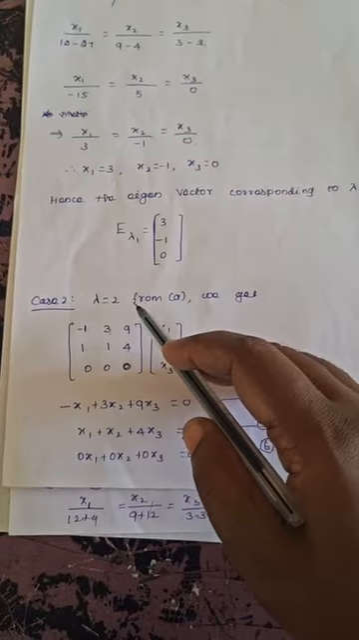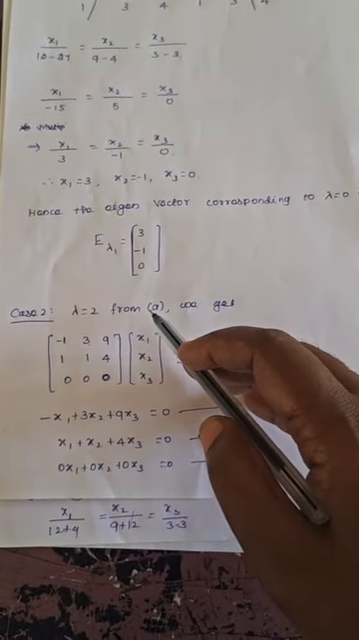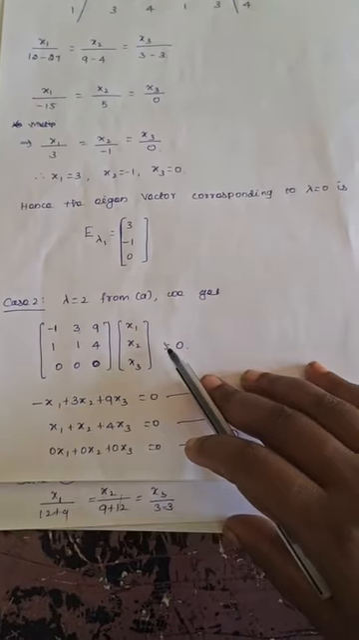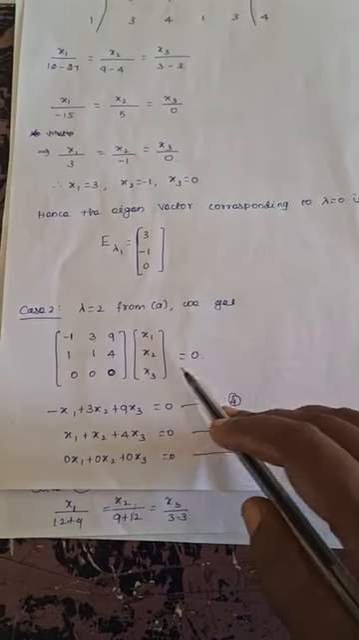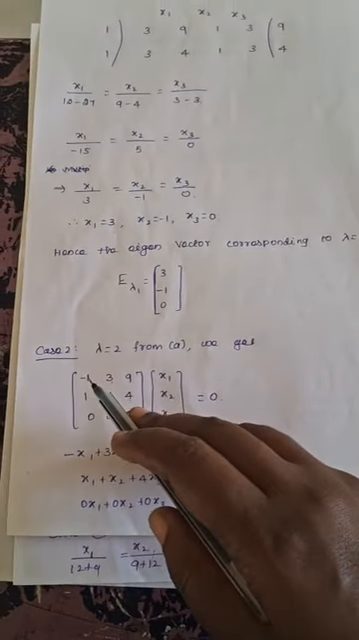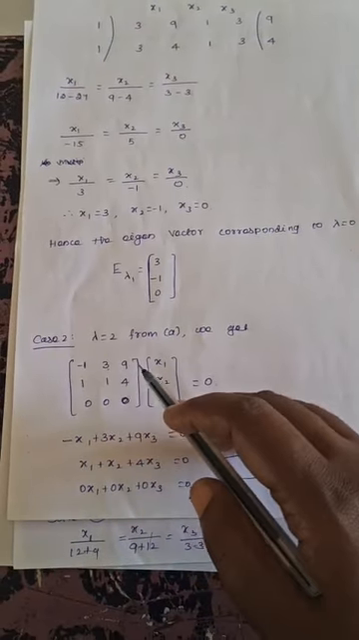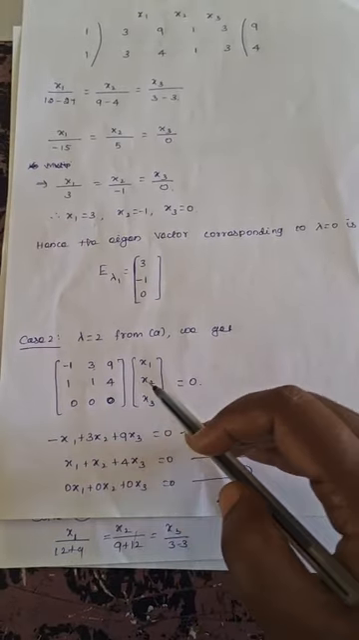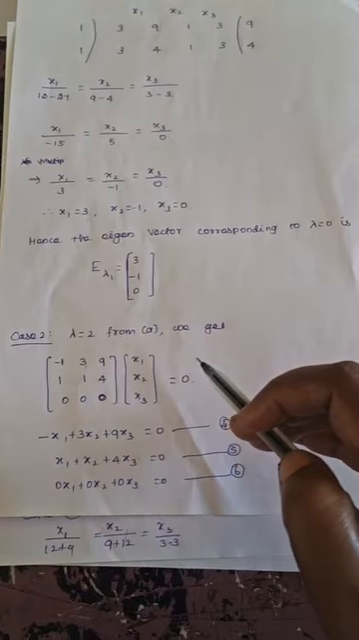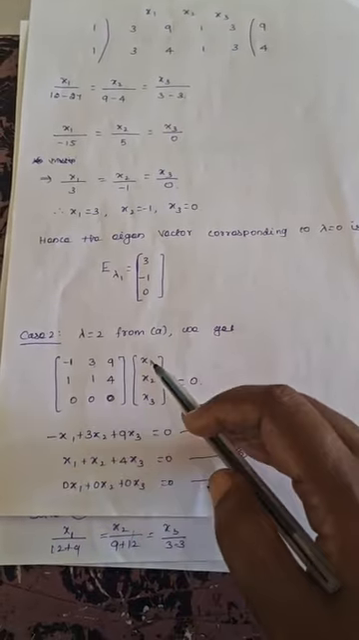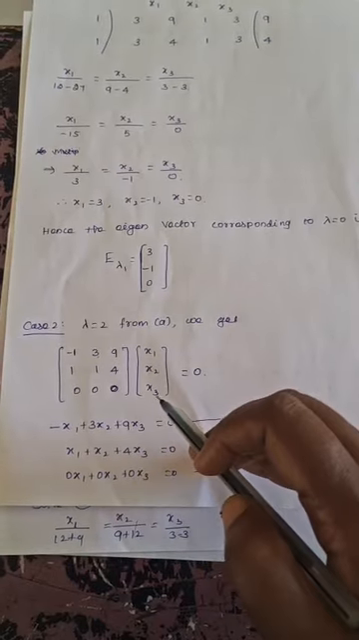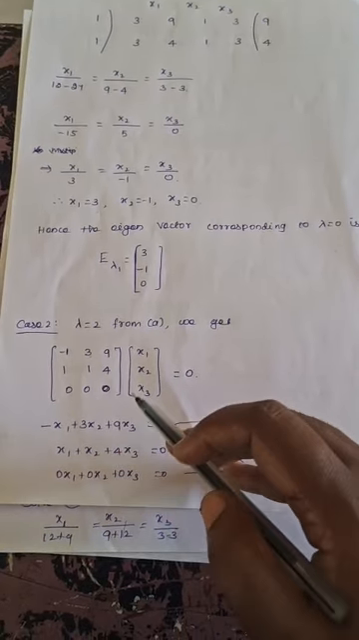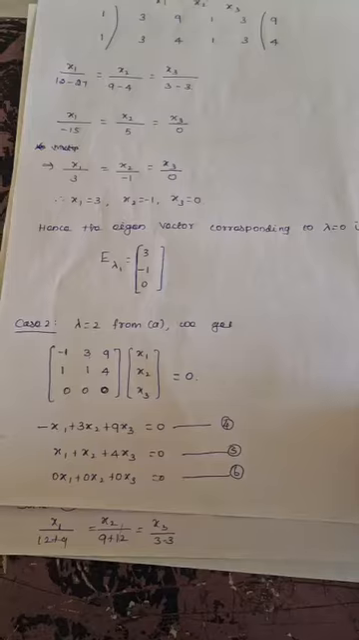Next, case 2: lambda equal to 2. Substituting in equation A, we get the matrix [minus 1, 3, 9; 1, 1, 4; 0, 0, 0] times x1, x2, x3 equal to 0. Then write the equations: minus 1 into x1 plus 3 into x2 plus 9 into x3 equal to 0; next 1 into x1 plus 1 into x2 plus 4 into x3 equal to 0; and the last row 0 x1 plus 0 x2 plus 0 x3 equal to 0.